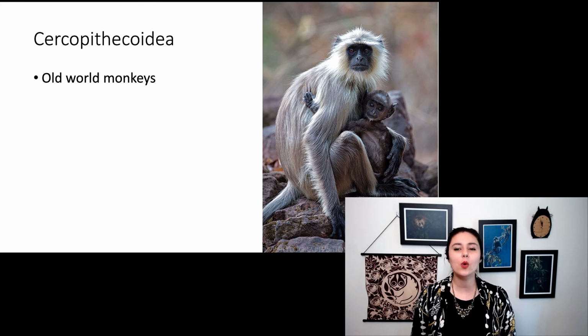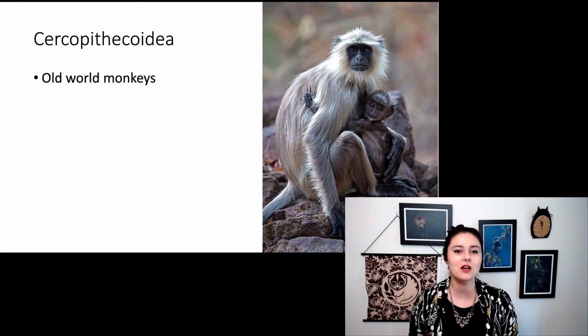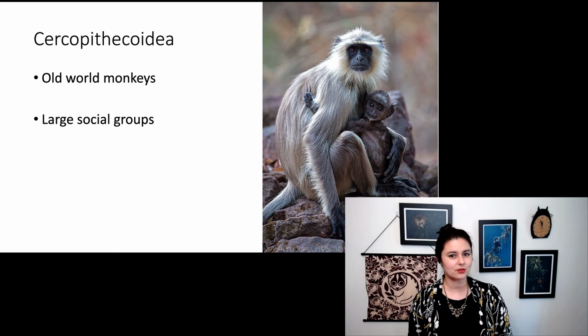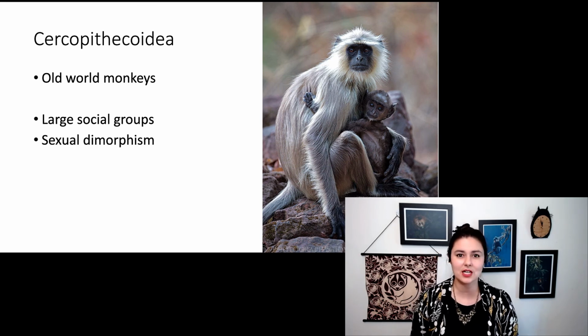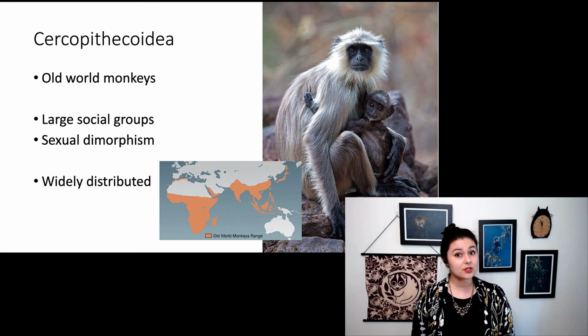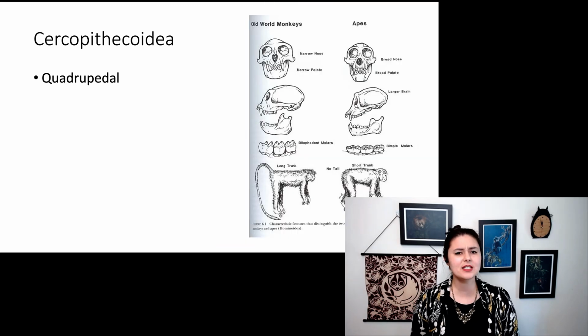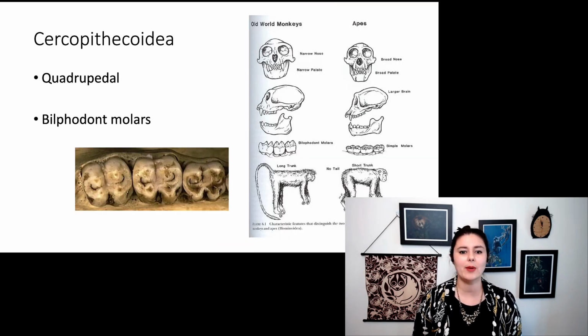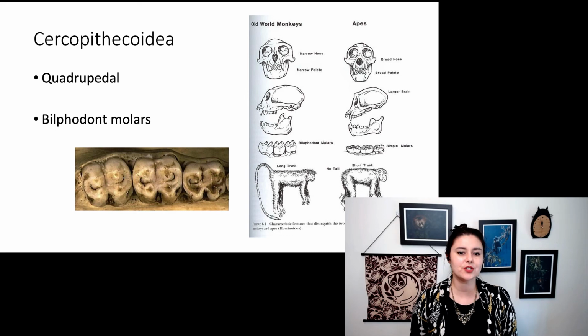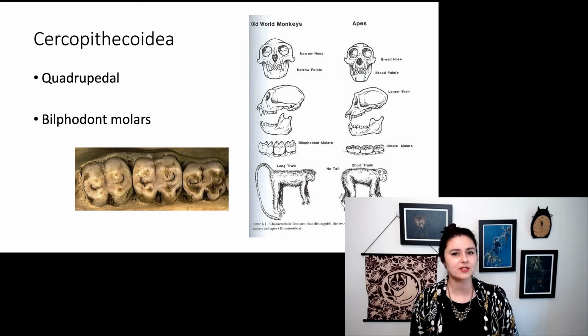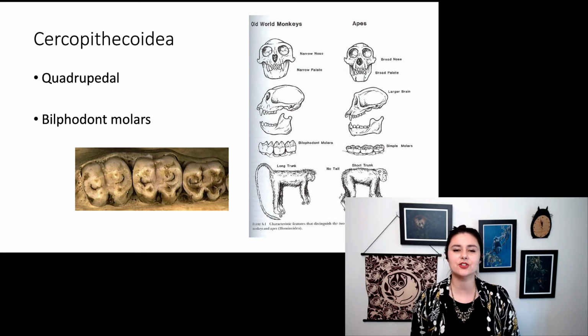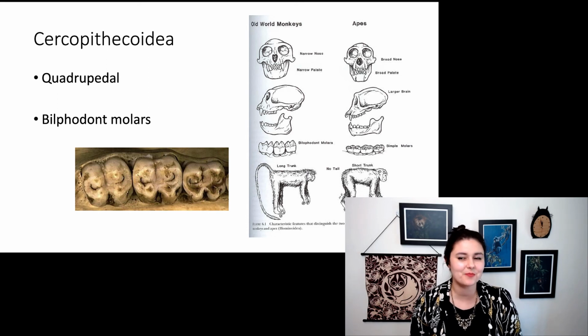Cercopithecoids, these are our Old World monkeys. We have a lovely little langur here. We see a lot of really big social groups in these guys. A lot of sexual dimorphism, so males and females look different from each other. And these are also super widely distributed, all throughout Africa and in many different places in India and the rest of Asia. These guys tend to be quadrupedal, and they have something called bilophodont molars, so they have sharp, nasty pointed teeth of death, mostly because they're actually trying to slice open leaves.